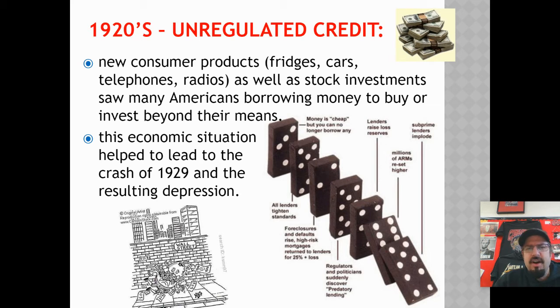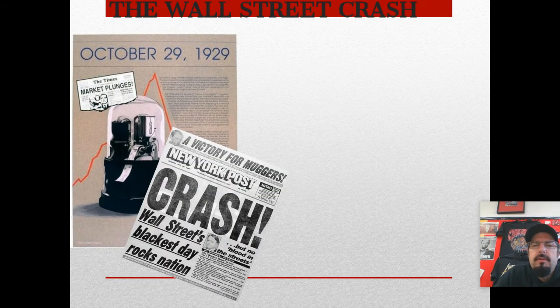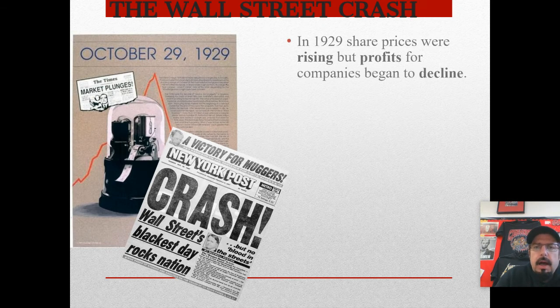This slide just talks about this unregulated credit. Okay, there wasn't enough, maybe oversight, too much investment, too much speculation, not enough control on the stock market. Okay, and so some of these reasons eventually led to the crash of 1929, October 1929. But once again, this culminated with the Wall Street crash of October 1929.